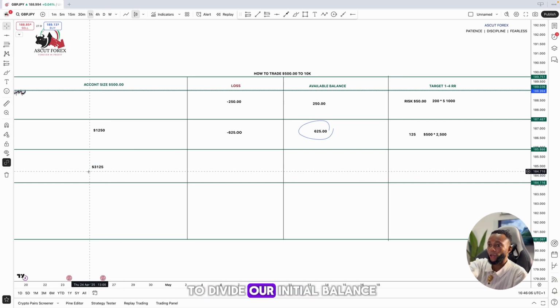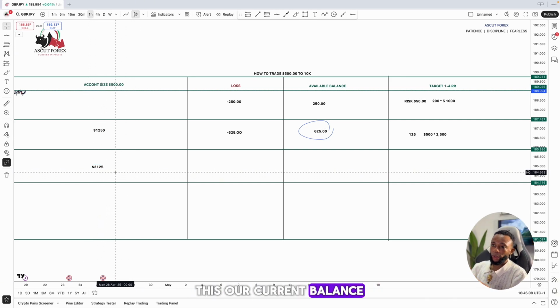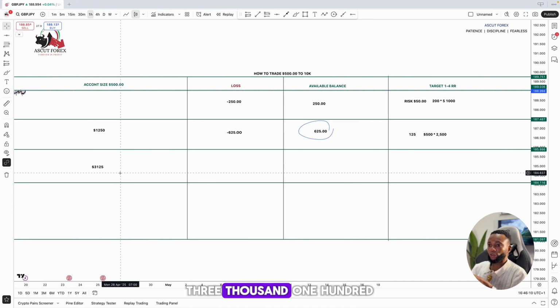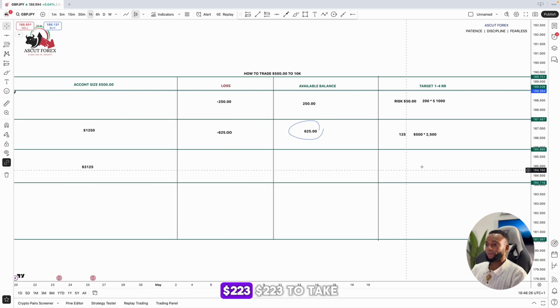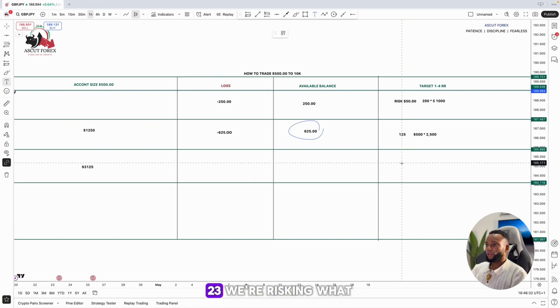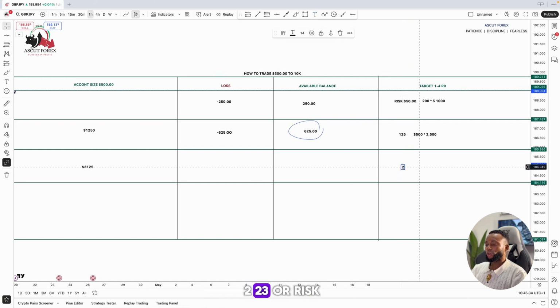So now we have to divide our initial balance. This is our current balance now, $3,125, divided by 14. So we already know that we'll be using, let me just say, $223 to take a trade. We'll be risking 223 as our risk.